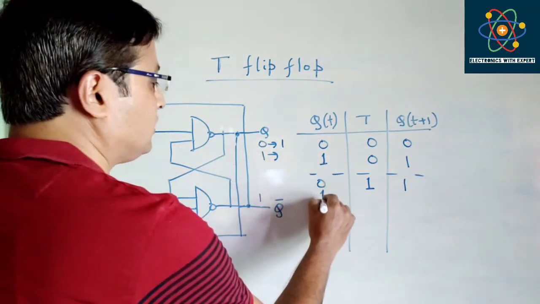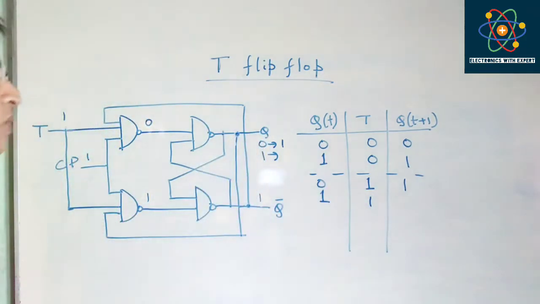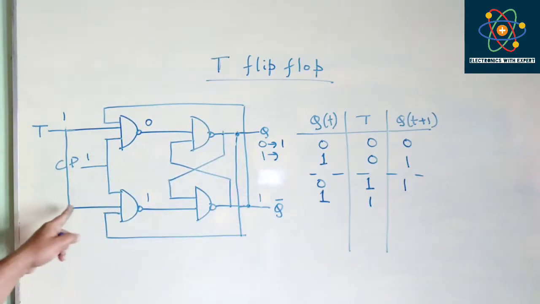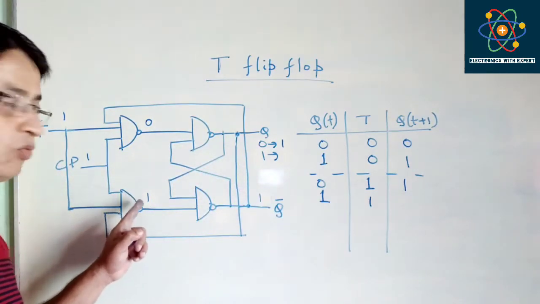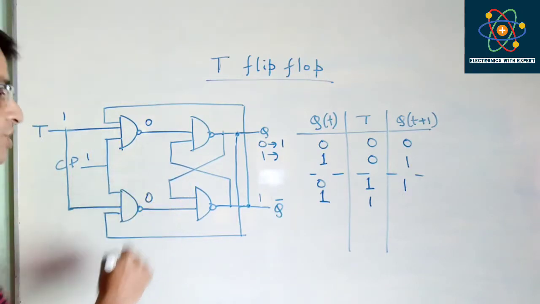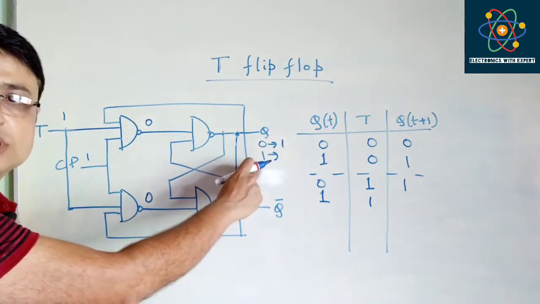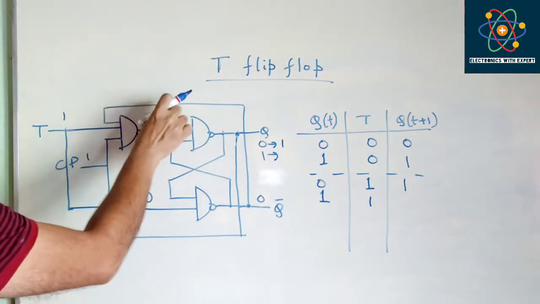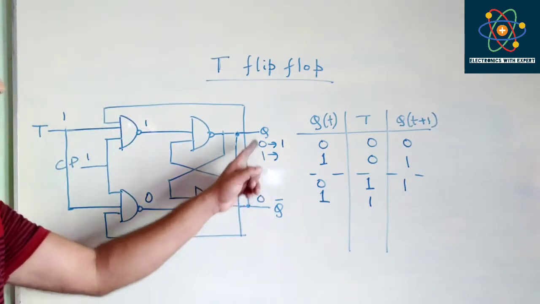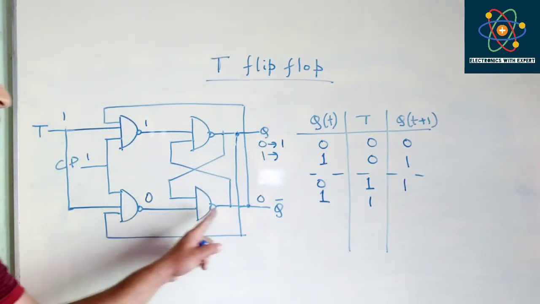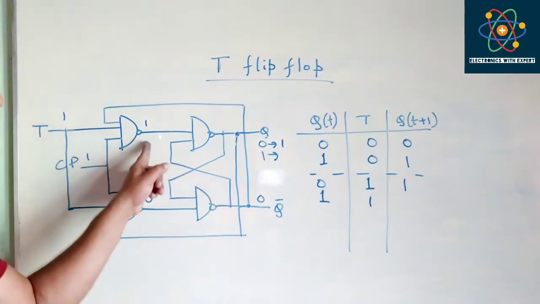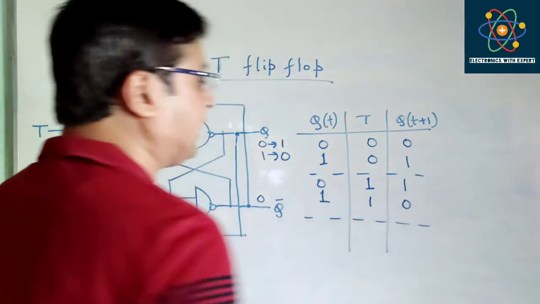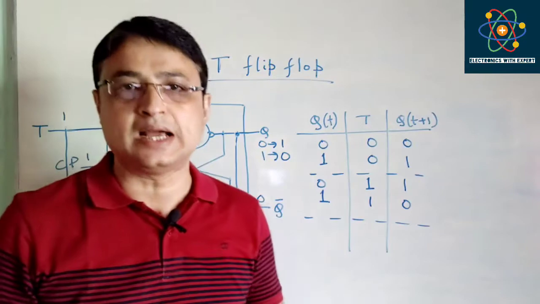And for Qt equals 1, what happens? If Qt equals 1, all the inputs of this NAND gate become 1, making this output equal to 0, and since Qt is 1, that means Q bar equals 0, which makes this NAND gate output equal to 1. So for Qt equals 1, 1 and 0 makes this output 1, and 1 and 1 makes this output equal to 0. So this is all about the characteristic table for a T-type flip-flop.